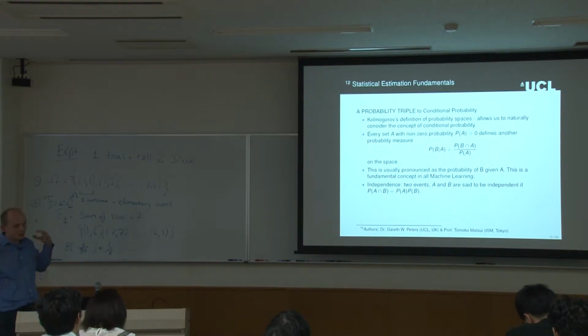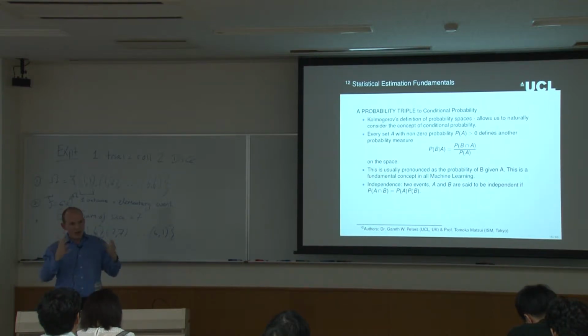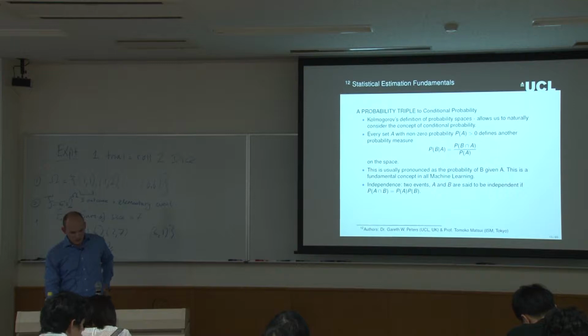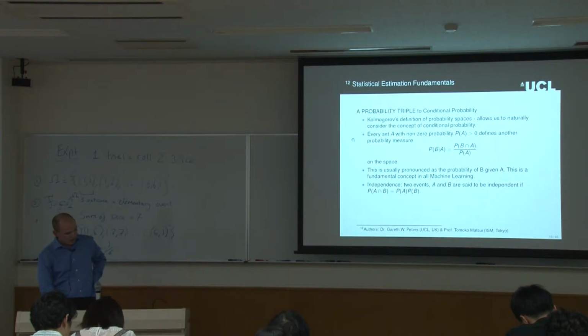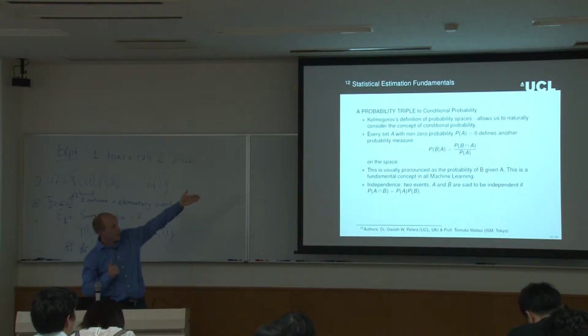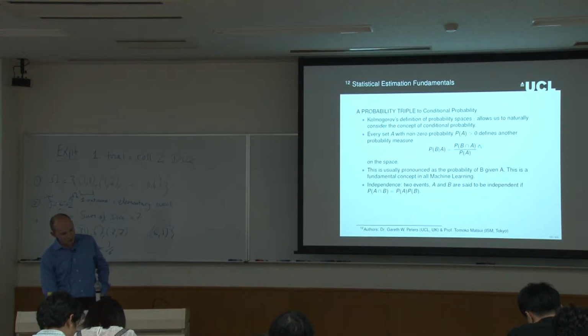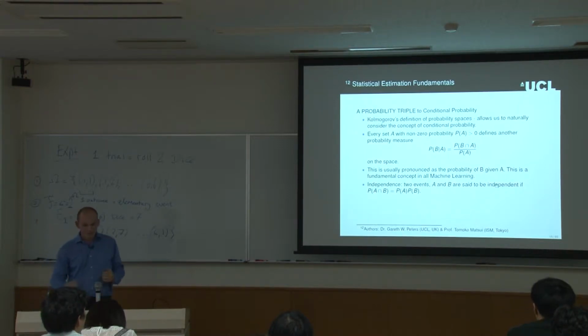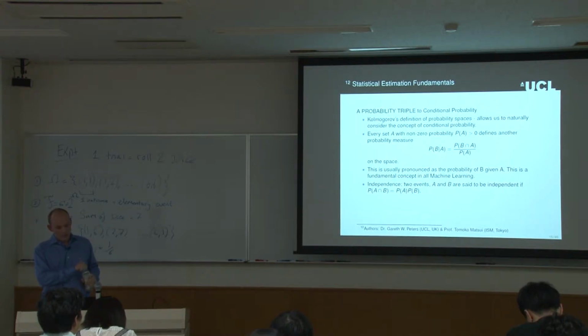Now we want to extend this idea to conditional probability, which is thinking about the probability of an event happening given that some other event happens. So Kolmogorov's definition allows this extension simply. Every set A with non-zero probability defines another probability measure. So the probability of B given that A happens is equal to the probability of the intersection of B and A, so B and A both happen, divided by the probability of A happening. So this is a fundamental concept in all of machine learning, and this is how you usually refer to it: probability of B given A.